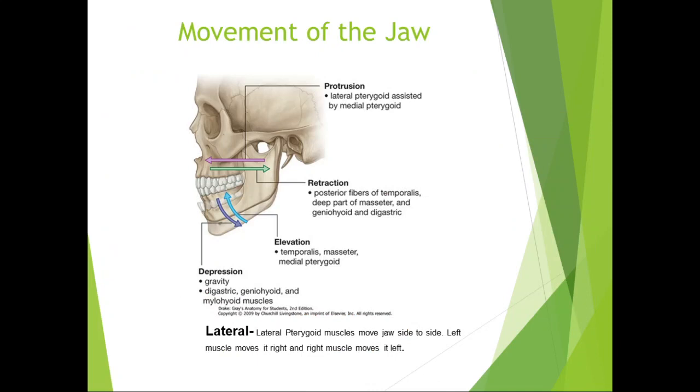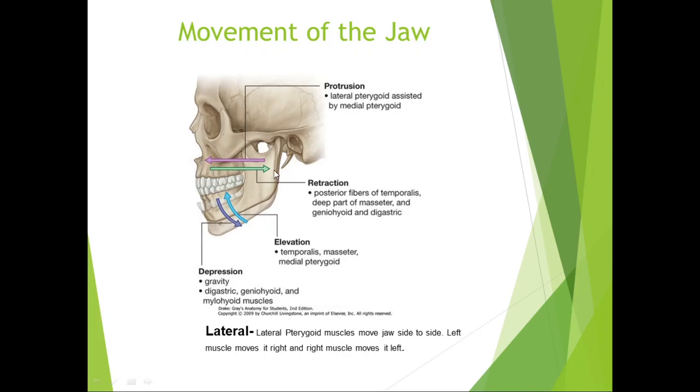This slide's just showing us the general movements that we have in our jaw. We know our upper jaw is stationary. It's the lower jaw, the mandible, that has the movement. The movements that we see are protrusion, retraction, elevation, and depression. To protrude the lower jaw, that's using the lateral pterygoid and the medial pterygoid muscle. We can see the purple arrow that's pushing our jaw out.